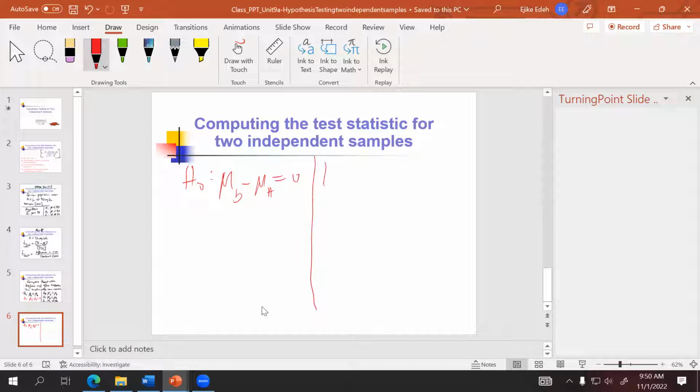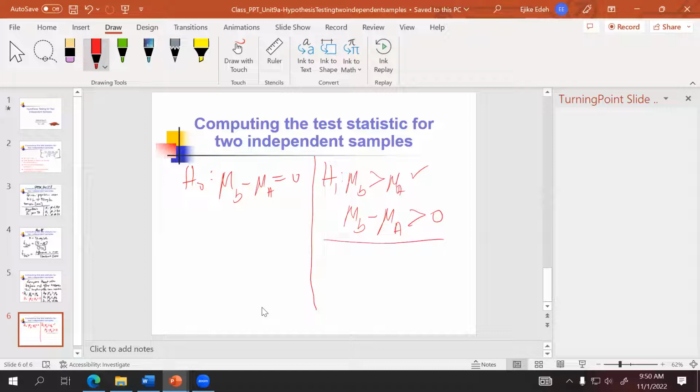On the other page, we had the alternative as mu before greater than mu after, right? This could be rewritten as mu before minus mu after. If this is true, if the mean before is actually bigger than the mean after, then when you subtract this, the value you get should be more than 0, right? So that is one way.